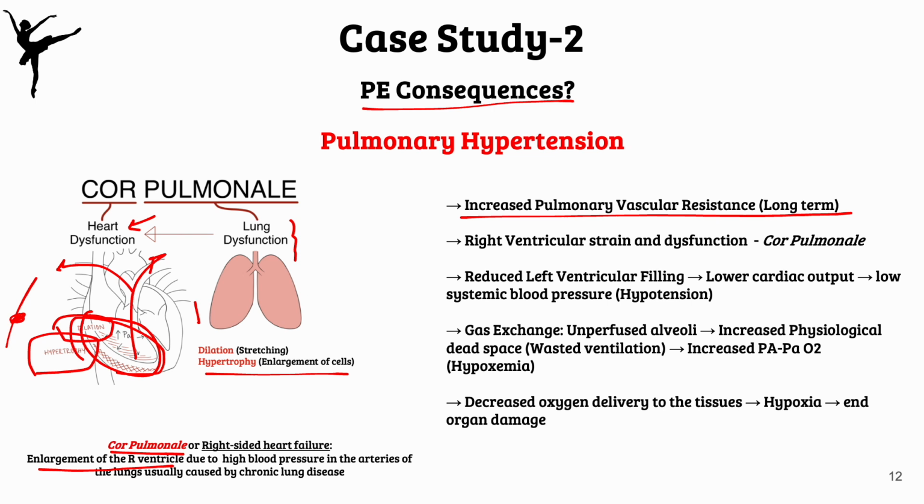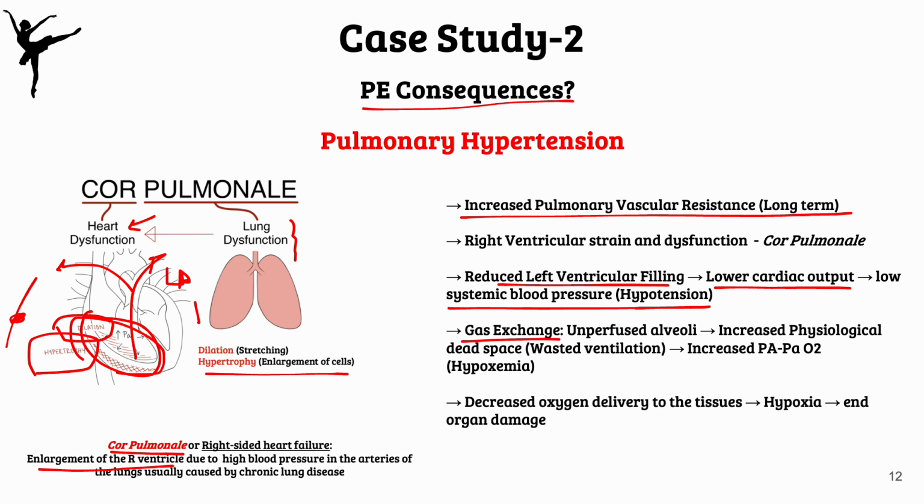So with the reduced left ventricle filling, given that your right ventricle is starting to malfunction, when the blood is going to go through the pulmonary circulation, there's not going to be enough pressure or blood getting into the left atria. And given that there's not enough blood coming into the left atria, there'll be reduced left ventricle filling, and there will be lower cardiac output, and lower systemic blood pressure. Hypotension can happen.